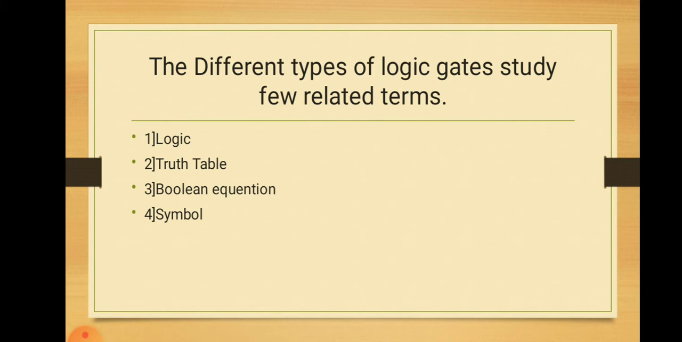Means Boolean equation मध्ये input and output दोघं आपल्याला परफॉर्म करावं लागणार आहे. Then last one is symbol. Each gate is represented by a logical symbol like a resistor symbol. There are 6 different types of logic gate.